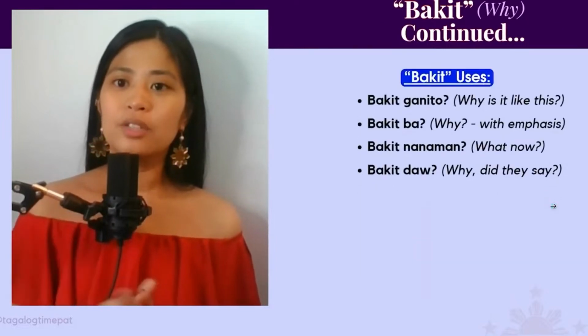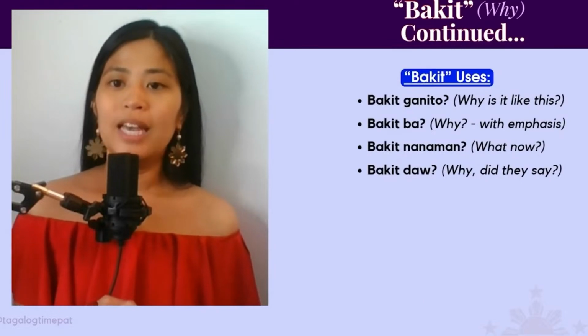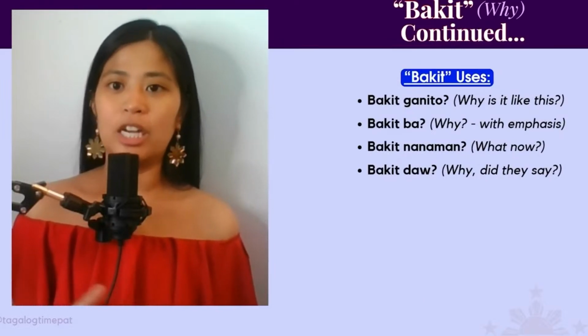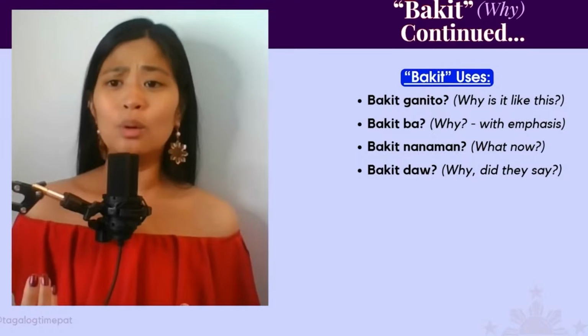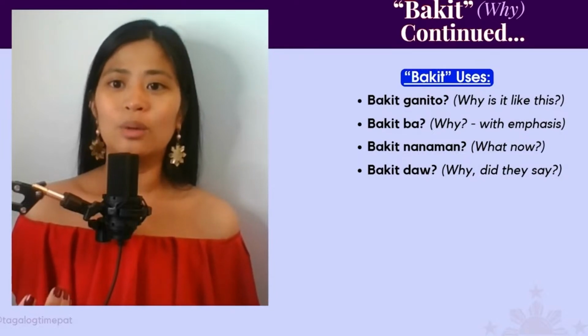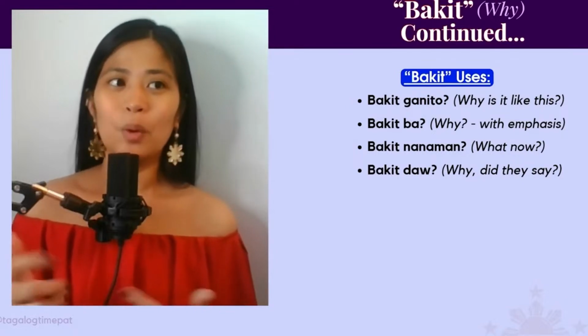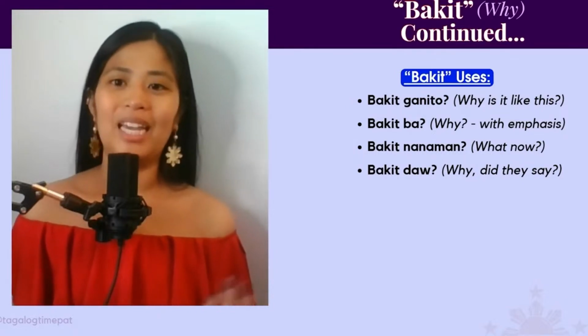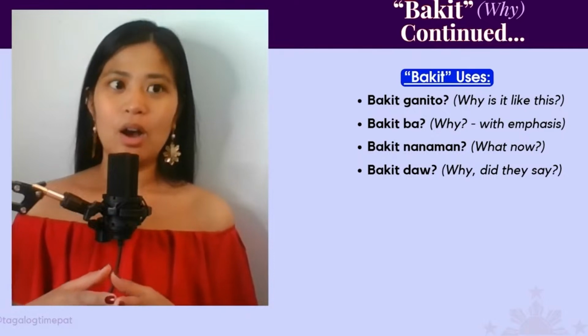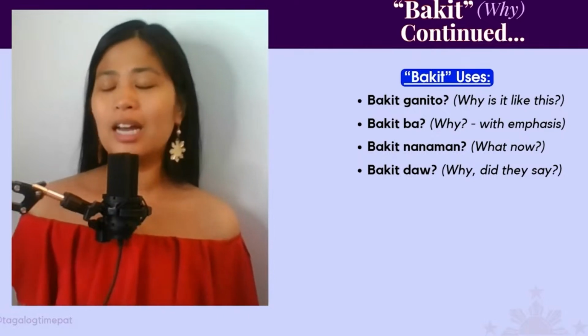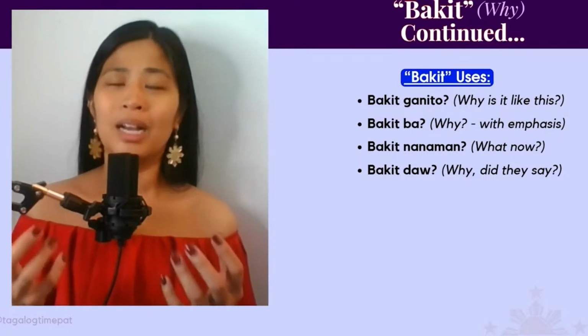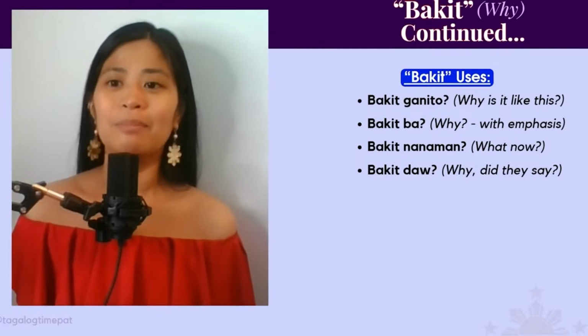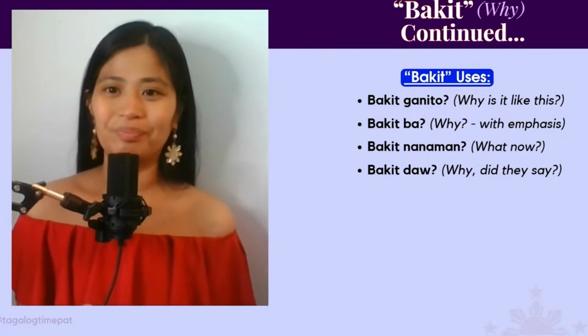Now, here are the different ways bakit can be used, and it doesn't really have a direct translation. So you might hear, bakit ganito? Ganito means like this. So why like this? Or why is this happening? For example, it's like, oh no, I got a flat tire. I ran out of gas and I'm late for work. Oh, bakit ganito? Why is it happening? Why is it like this?